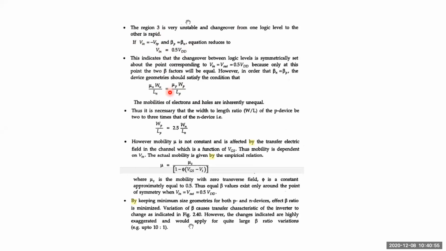And this is a very important part where you're supposed to understand the W/L ratios of both the transistors. From this particular equation, we can say that whenever your transistors are in the saturation region, you should even look after the W/L ratio. What is the width of the transistor and what is the length of the transistor? Both the width and length of the transistors will be almost equal, because the mobility of electrons and holes are inherently unequal. So these are the conditions for the PMOS and NMOS.